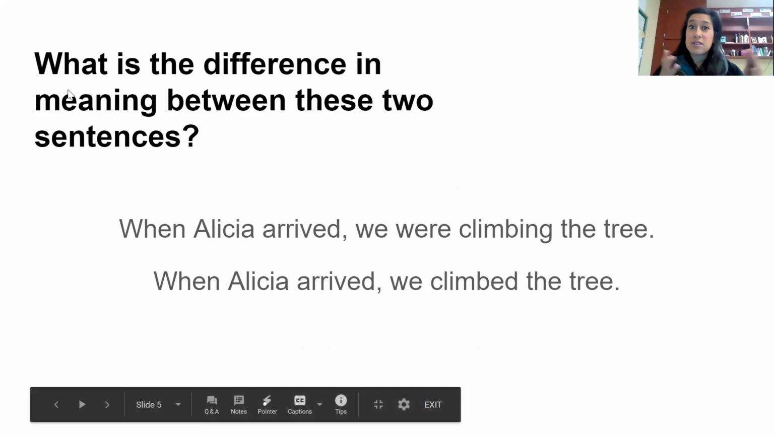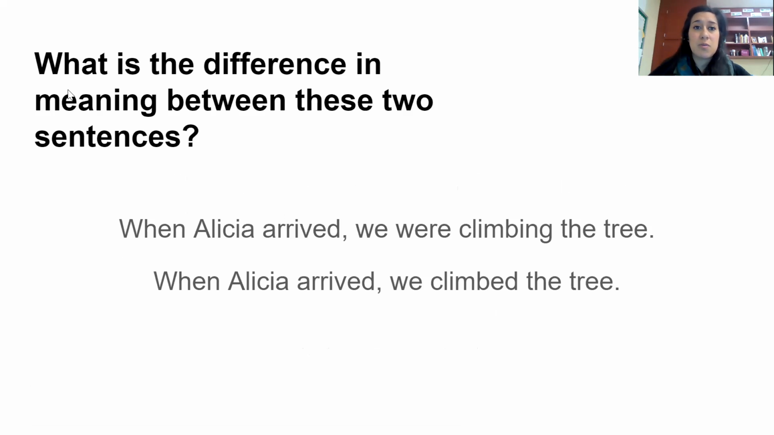Okay, so we're going to have a little look. Firstly, we're going to focus on a couple of sentences in English. So what is the difference in meaning between these two sentences? When Alicia arrived, we were climbing the tree. When Alicia arrived, we climbed the tree. Is there a difference in meaning between those two sentences?